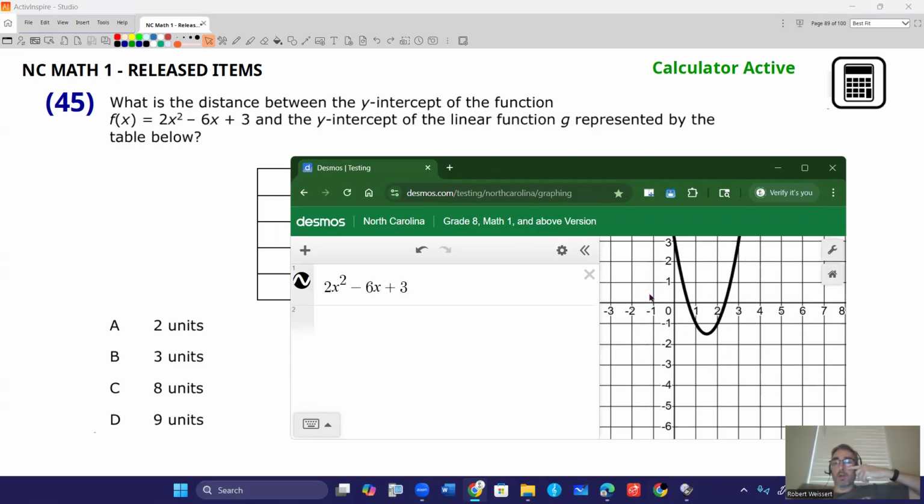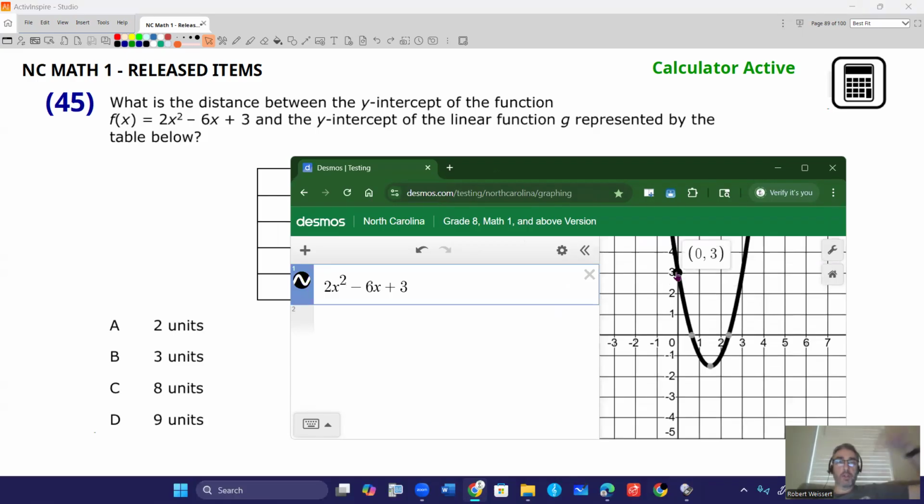You should recognize that the y-intercept is when x equals 0, so you don't really need to graph that, but the y-intercept in this case is just going to be 3, okay? Because if you plug in 0 for x, the other terms become nothing, and so when x is equal to 0, you're just going to get 3. So I got my y-intercept for this one.